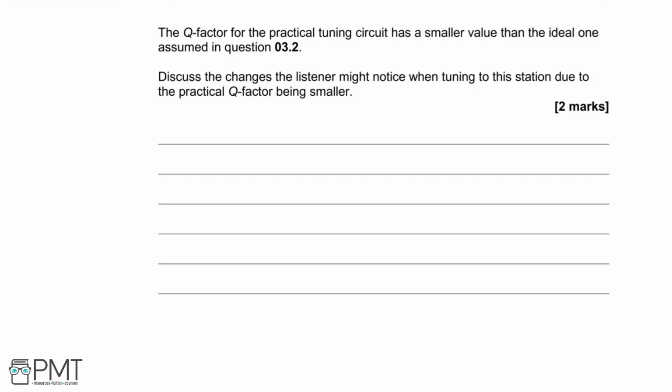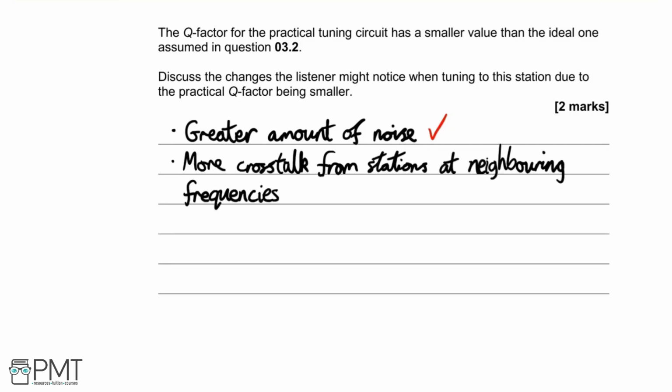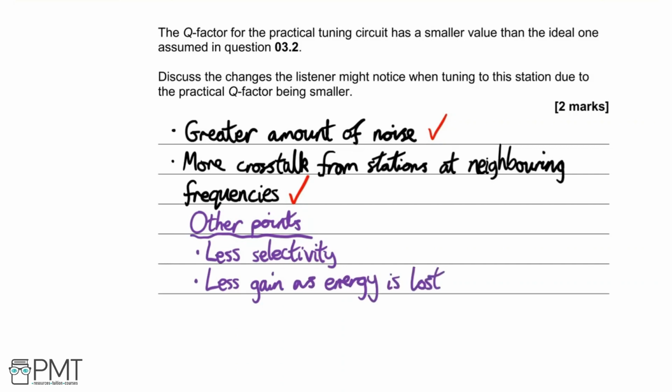The two that I'm going to include here are a greater amount of noise, so that kind of static hissing sound that you get from a radio, there'll be more of that. That would be your first mark. And the second point could be that you get more crosstalk from neighbouring stations on that spectrum of frequencies. And that could be your second mark. I'll include some other examples of points below. You could talk about less selectivity, a lower amount of gain because there's loss of energy. And you could also say that there'll be a broader bandwidth. And each of those 3 points could also be worth a mark, but 2 marks maximum there.